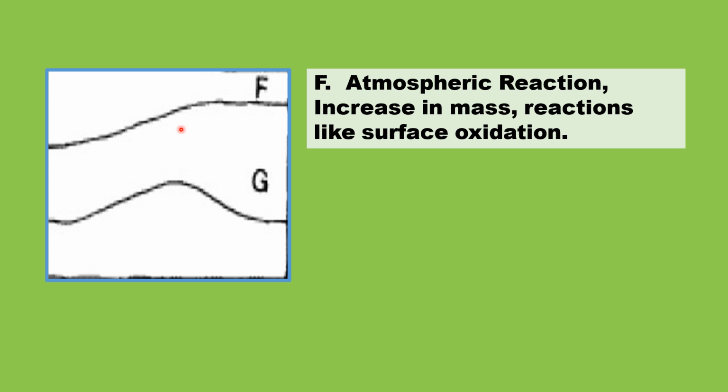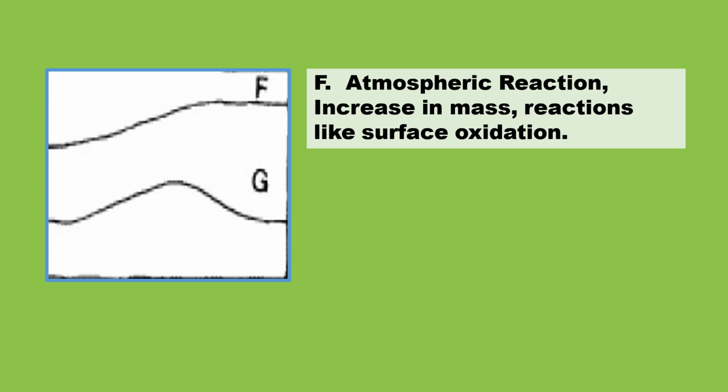Let us take this TGA curve. See, here there is an increase in mass of the sample because of oxidation. For example, you have taken an aluminum sample. Suppose it reacts with oxygen, or if you take calcium metal, calcium will react with oxygen to give calcium oxide. Therefore, its mass increased. This type of curve is obtained for samples which undergo atmospheric reaction like surface oxidation.